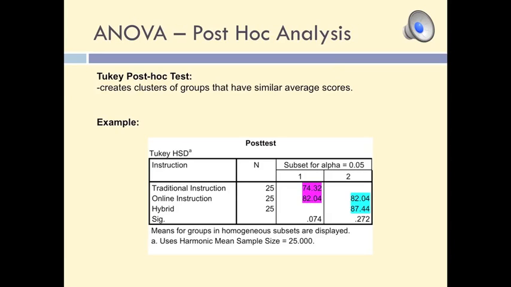Therefore, we can conclude that students in the hybrid course had the highest test score, followed by the students who took the online course and the students who attended the face-to-face course. The difference between hybrid instruction and traditional instruction was statistically significant, whereas the difference between hybrid and online instruction and the difference between online and traditional instruction were not statistically significant.